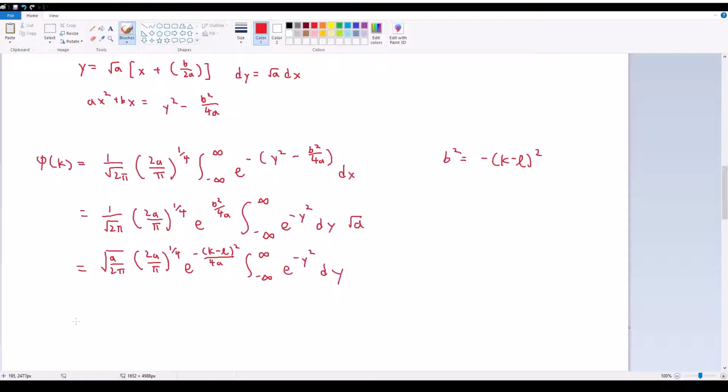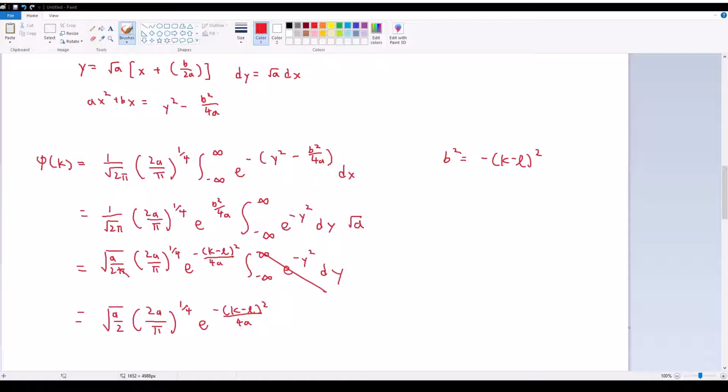So we're going to get, so the square root of pi, this is going to cancel out with the pi down here. We get square root of a over 2 times 2a over pi to the power of 1/4 times e to the negative (k minus l) squared divided by 4a. And we have v of k. Our next job is we want to transform this into psi of x comma t via the Fourier transform a second time.